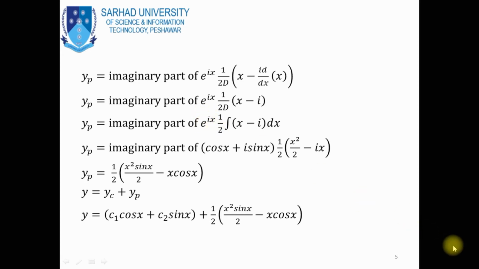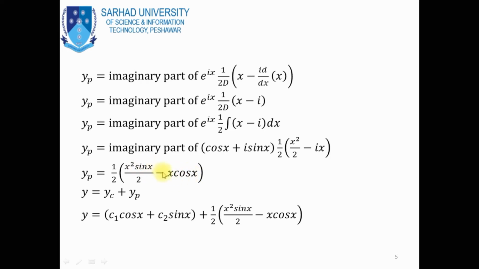So the imaginary part of this e^(ix), actually e^(ix) represents the Euler theorem. Actually by the Euler theorem, e^(ix) can be written as cos x + i sin x. So e^(ix) is equal to cos x + i sin x into the integration of x, which is x²/2, minus the integration of i. Now multiplying these two factors, we obtain 1/2 (x² sin x/2 - x cos x).